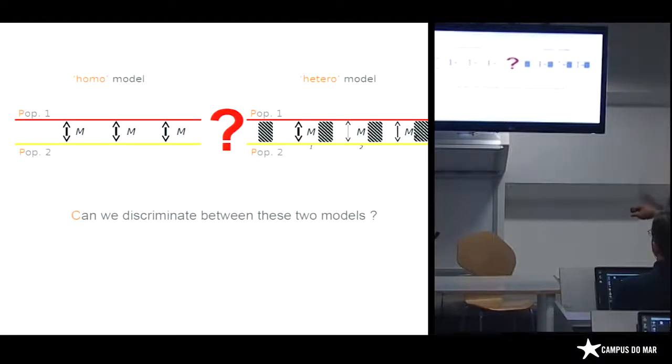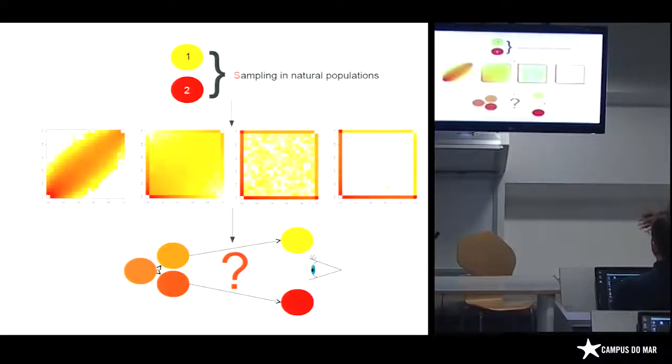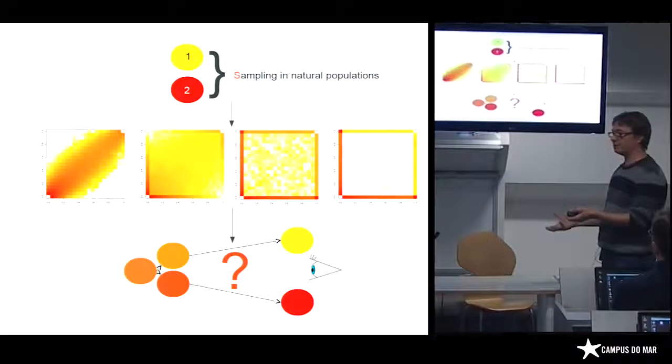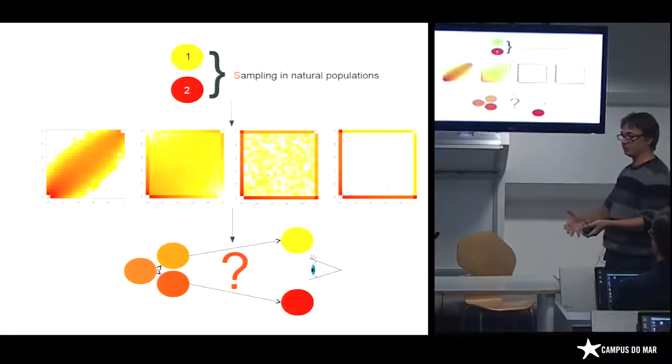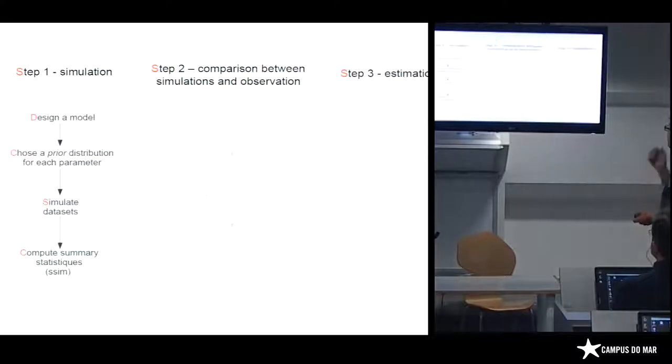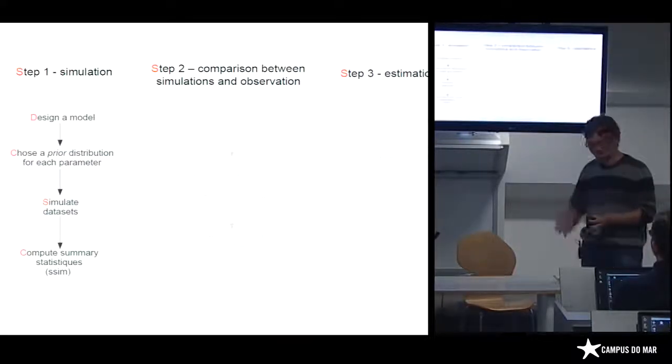So can we discriminate between these two models? We use genetic data to evaluate different models on the basis of the joint SFS observed in the data and the joint SFS simulated under different kinds of scenarios. Okay. So this was the introduction.